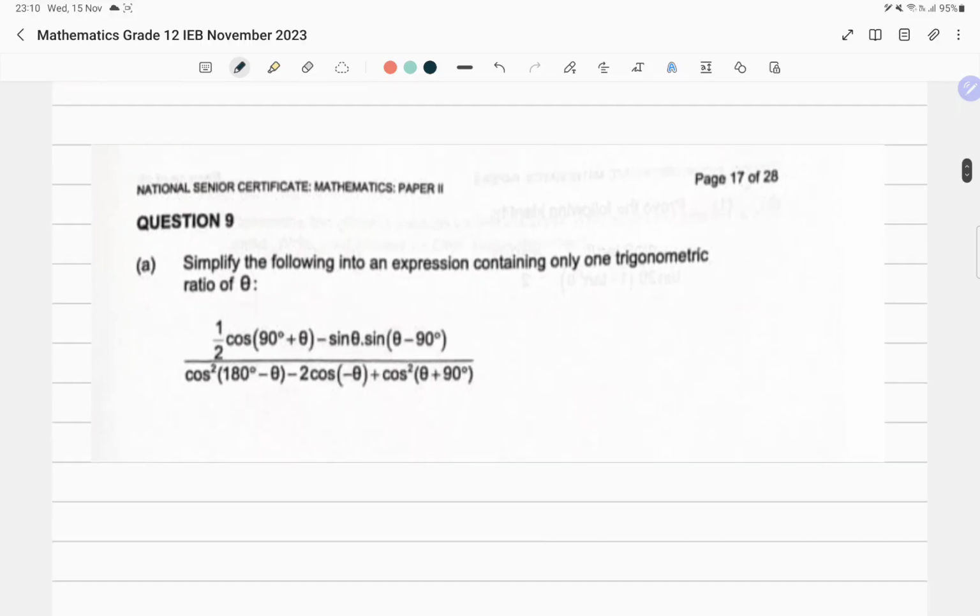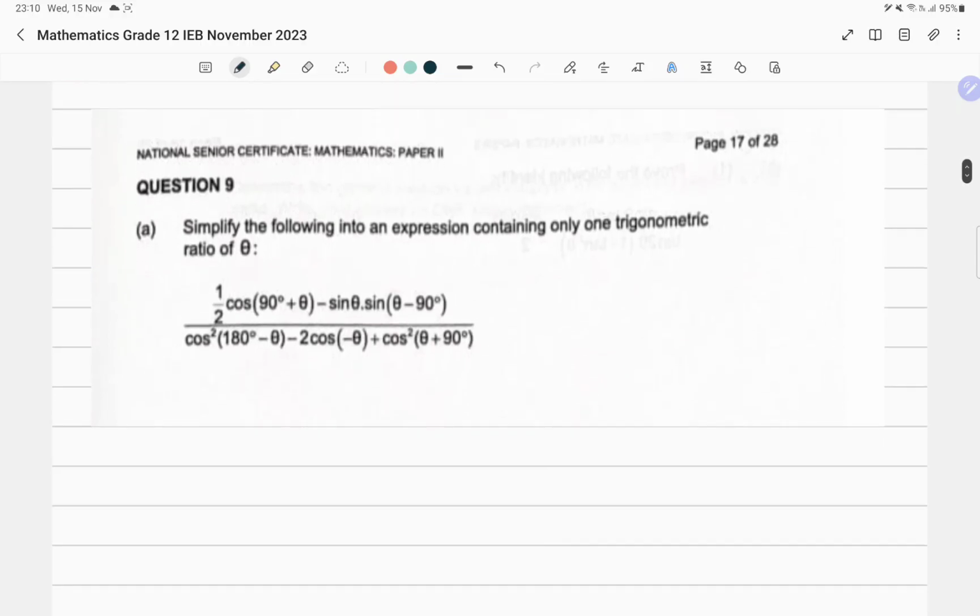Okay, let's get to this question 9. Question 9 is just the trigonometry section. Of course, I guess my student here felt this probably was a bit of a problem. So let's have a look. Simplify the following into an expression containing only one trigonometric ratio of theta.